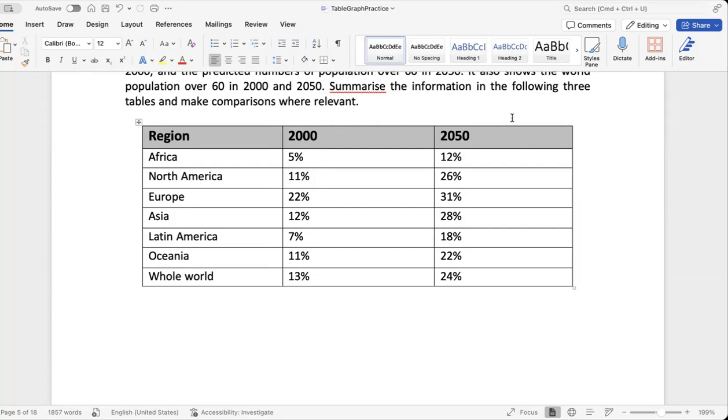Sir, left to right, what word will come? Increase. Good. Increase and decrease. When we compare left to right, sir, increase and decrease. Okay. So compare top to down.